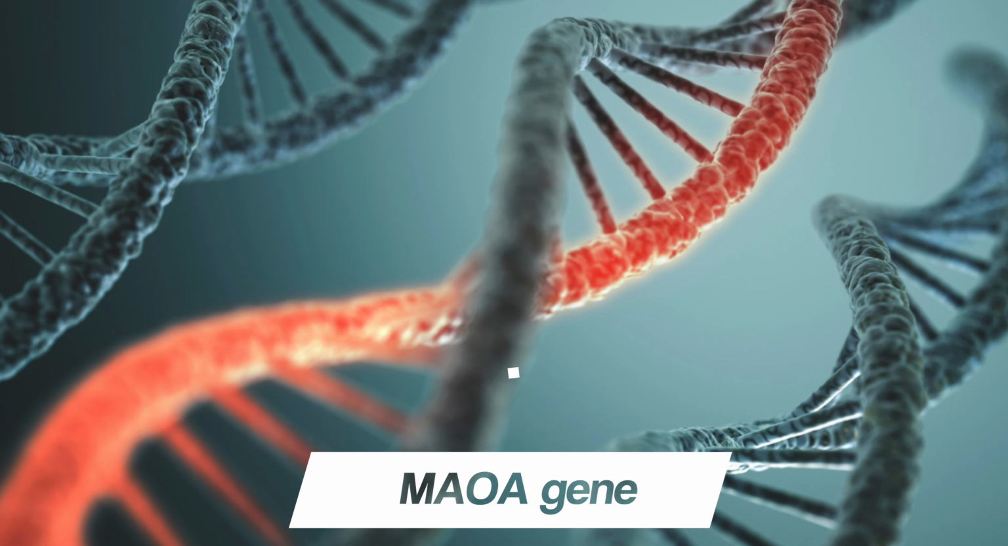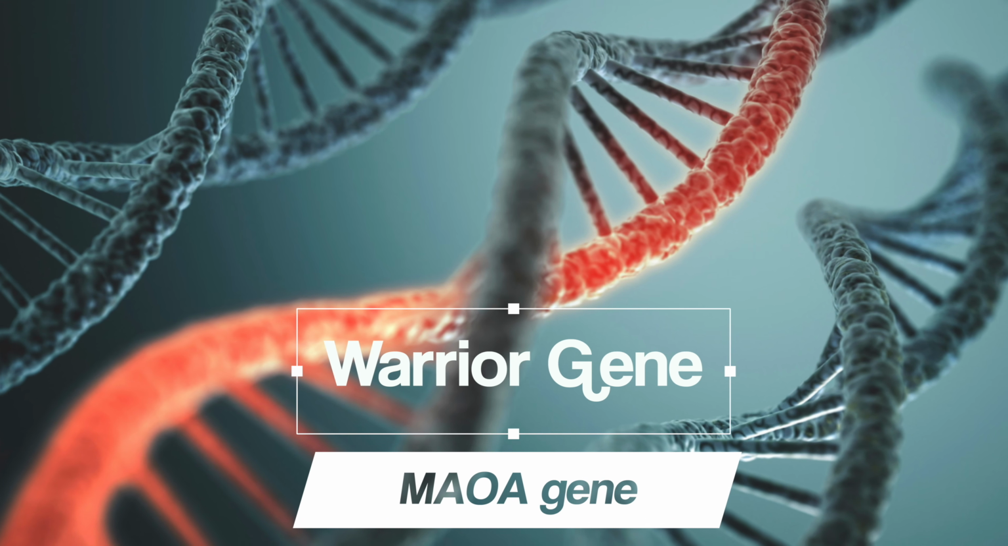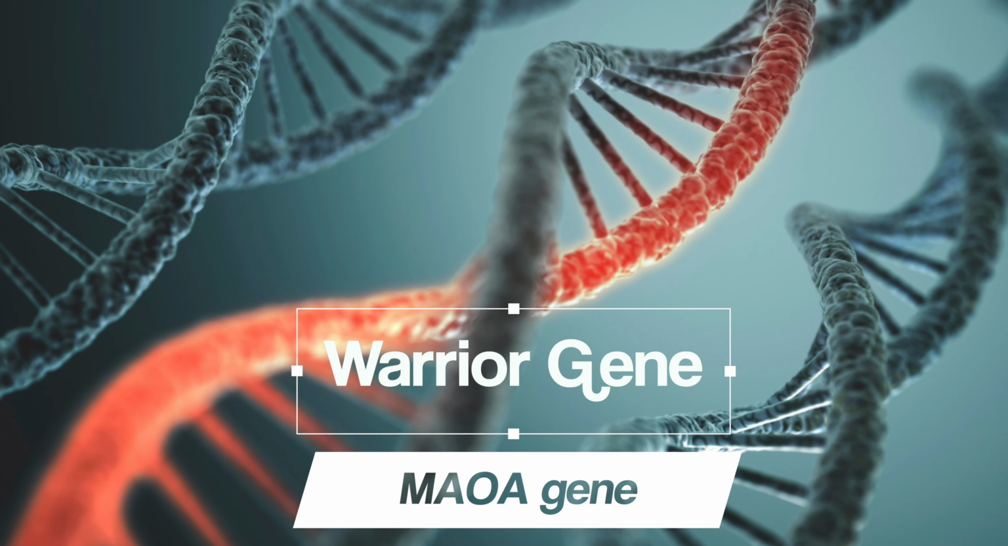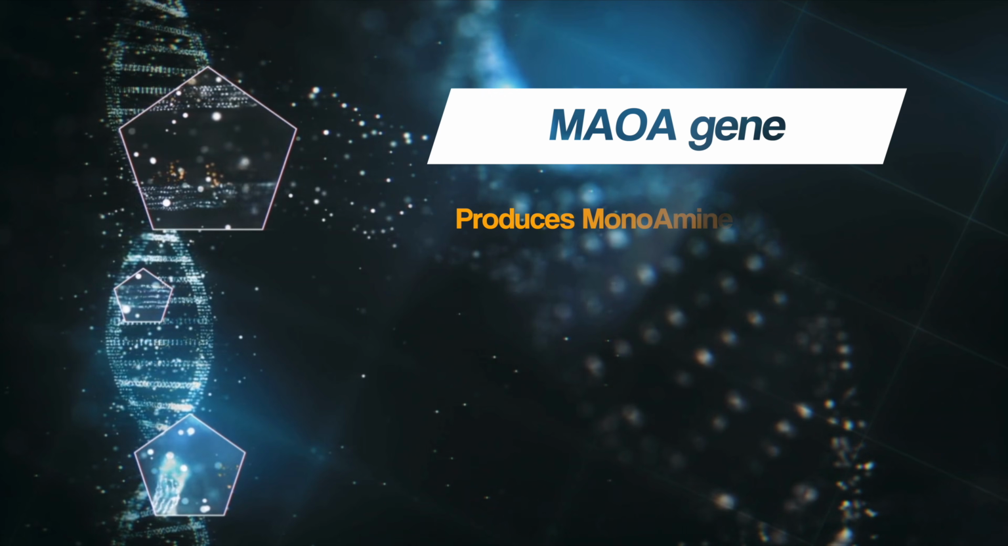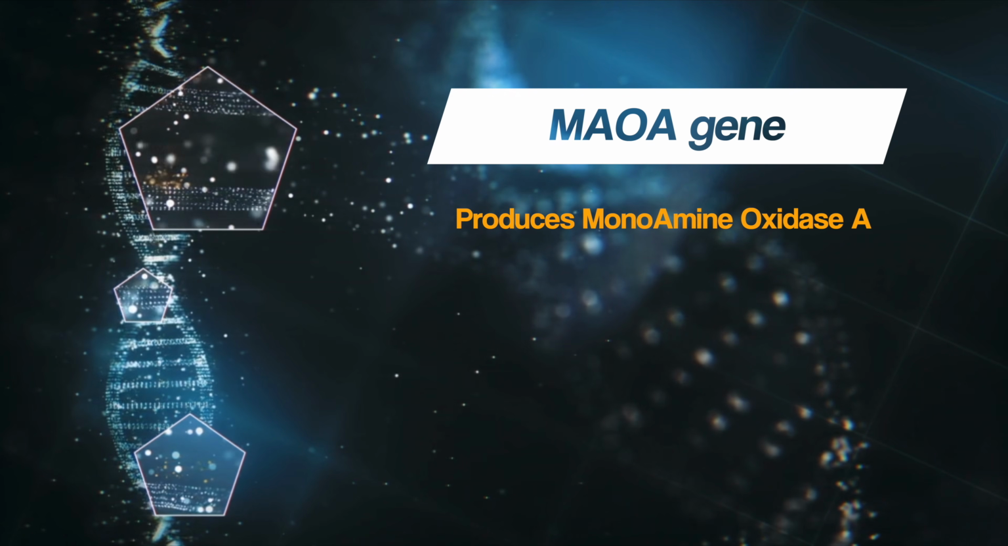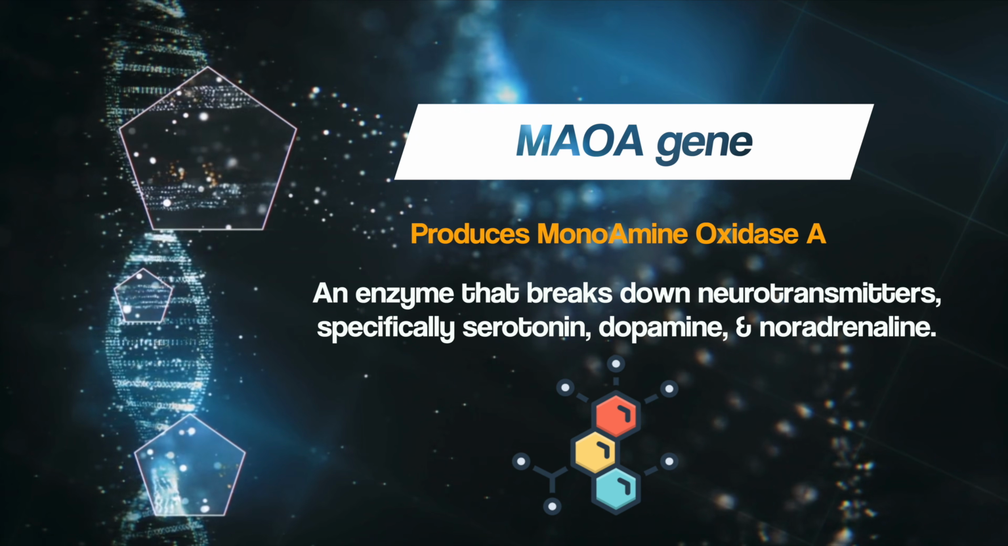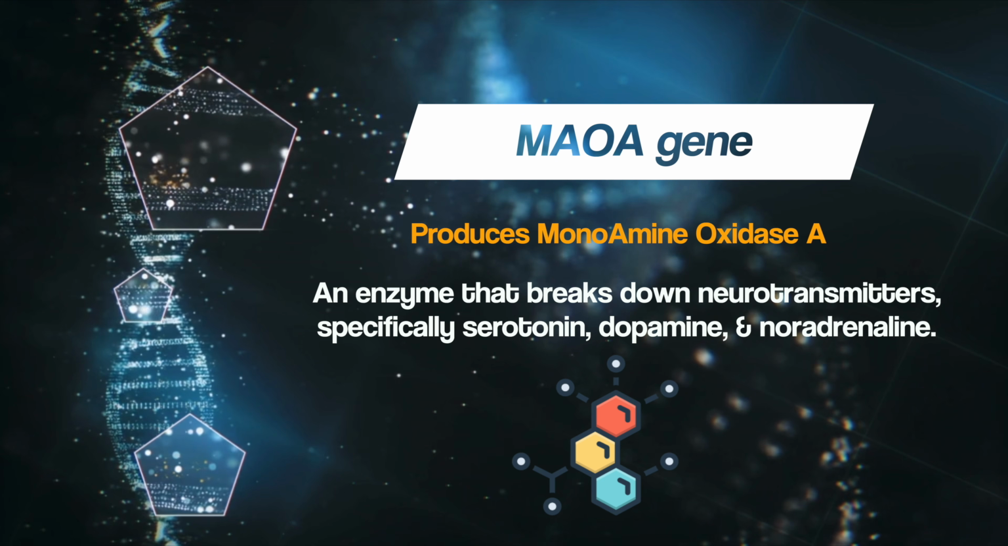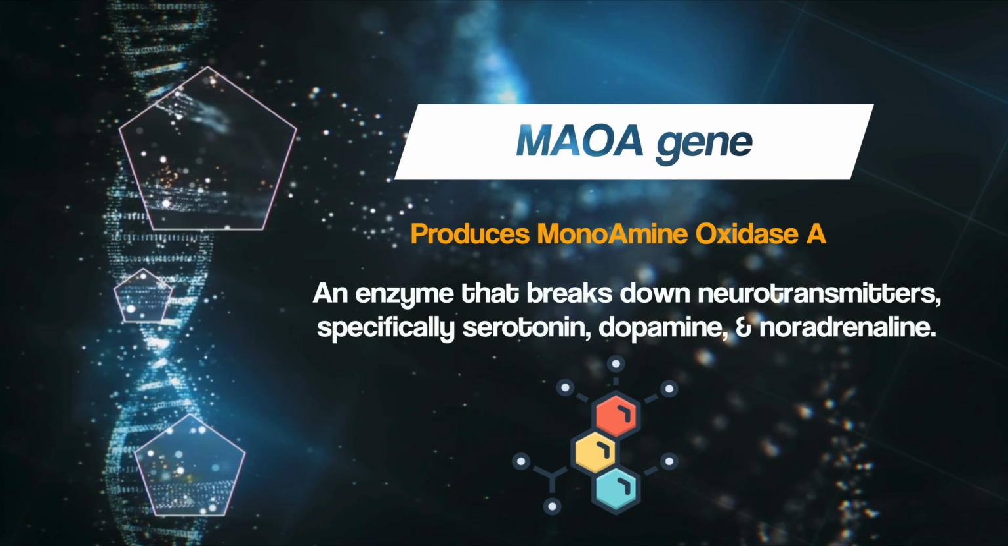Enter the MAOA gene, dubbed the warrior gene for its link to aggression. The MAOA gene produces monoamine oxidase A. This is an enzyme that breaks down neurotransmitters, specifically serotonin, dopamine, and noradrenaline. Too much or too little of a neurotransmitter can affect our behaviour, and not always for the better.